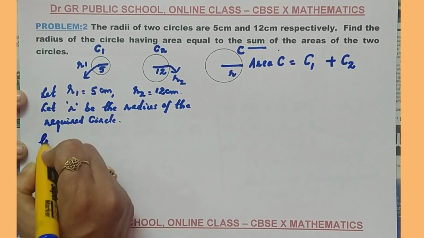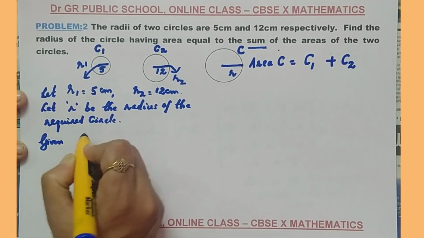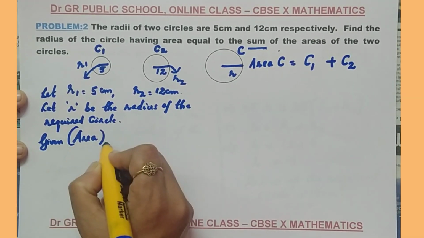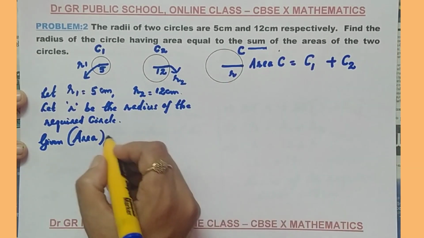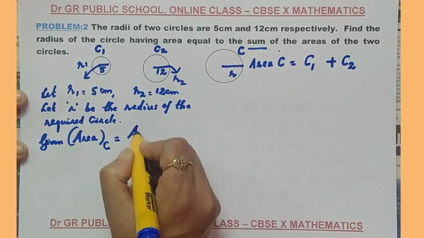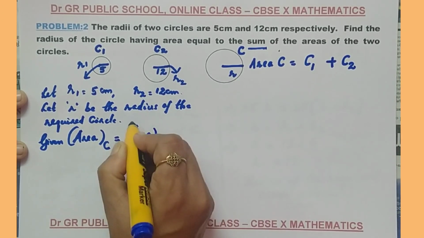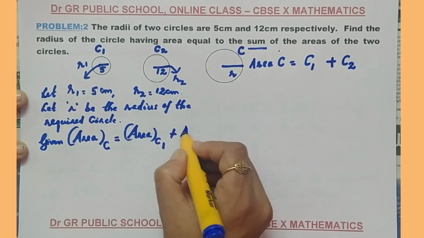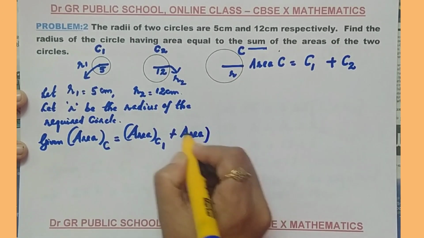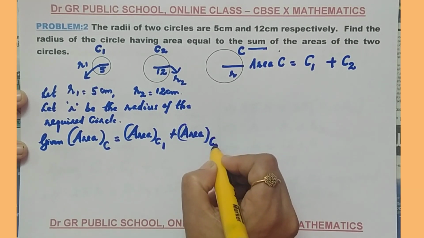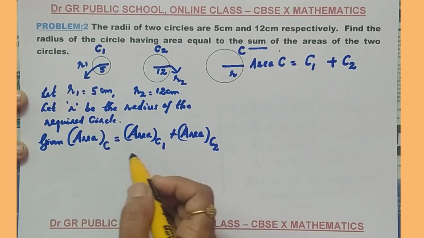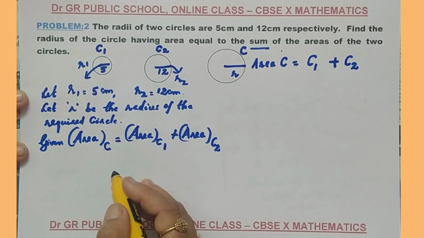What is given for you? Given: area of the circle C, that is the larger circle C, equals area of the first circle C1, am I right, plus area of the second circle C2. To identify, I mark the C1, C2 and C outside the area formula.